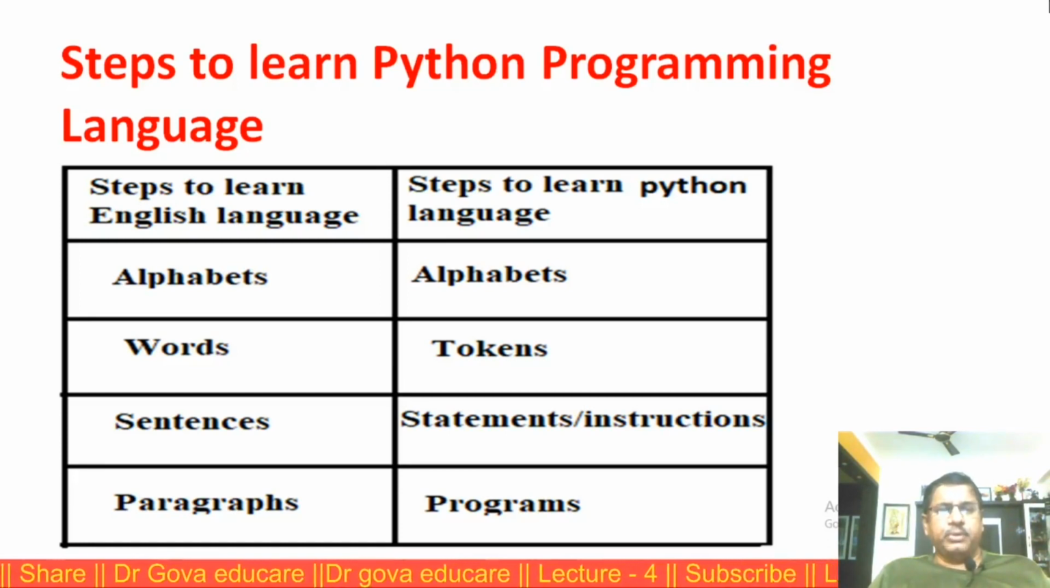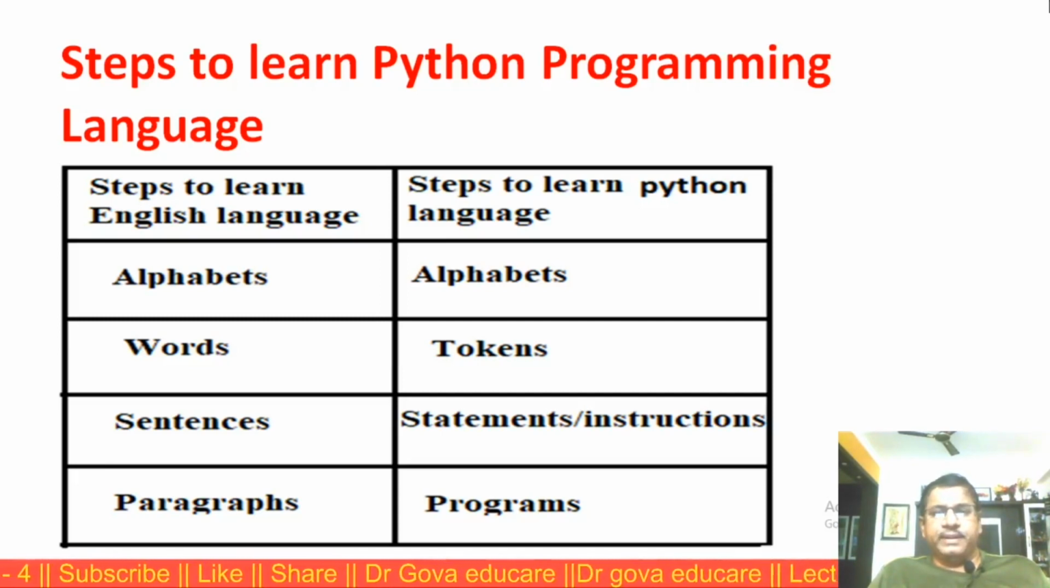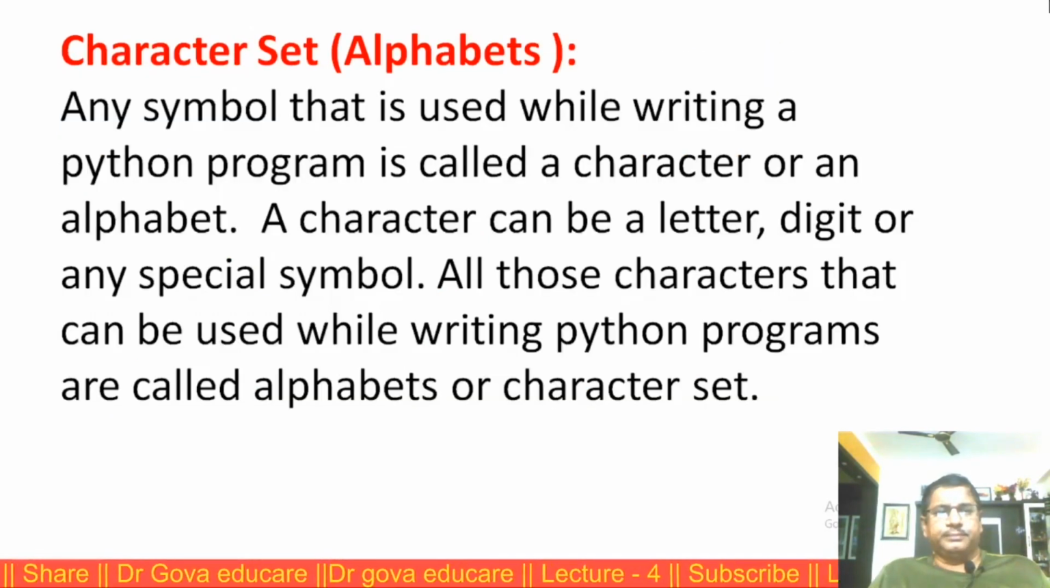In the third step, one or more words can be grouped together to form meaningful sentences. In Python programming, these meaningful sentences are called statements or instructions. In the fourth step, one or more sentences can be grouped together to form a paragraph. In Python programming, these paragraphs are called programs.